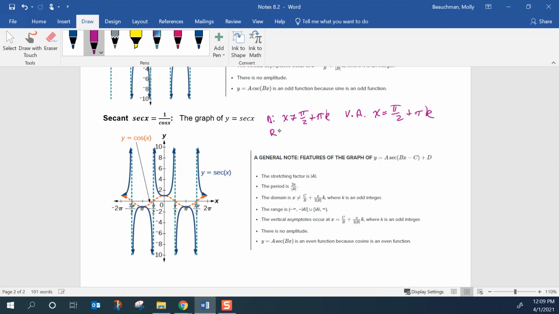And then the range is the same as the cosecant function, negative infinity to -1, and then 1 to infinity. And the period is 2 pi. It's the same as the cosine function. All right, so those are all of the graphs of all the trigonometric functions: sine, cosine, tangent, cosecant, secant, and cotangent.